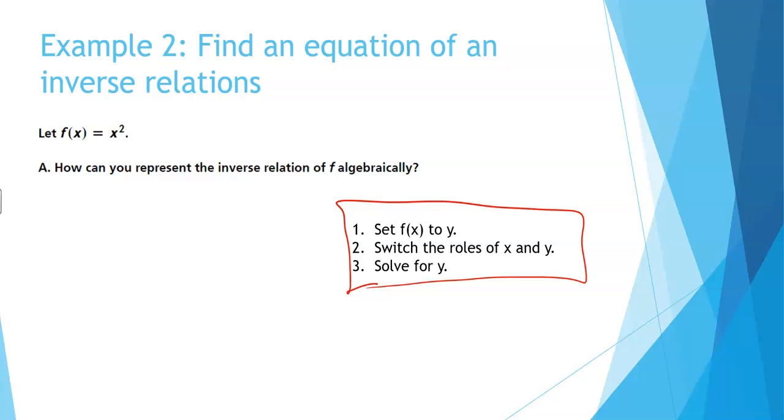You set f of x to y. So instead of f of x equals x squared, I would just say y equals x squared. So that's my first step. And then switch the roles of x and y. Remember, that's what we talked about. So instead of a y, that would be an x. Instead of an x, that would be a y.